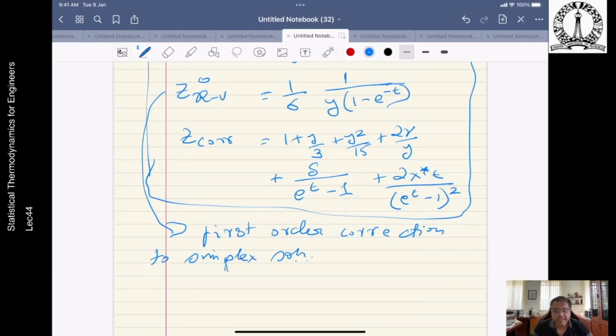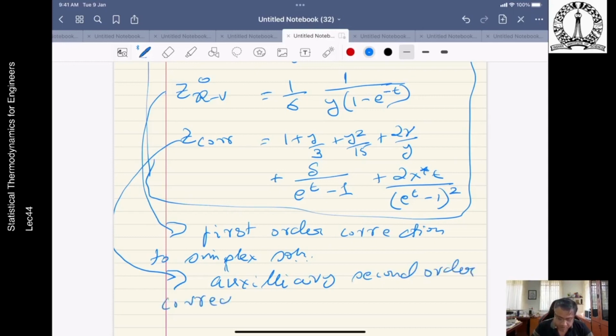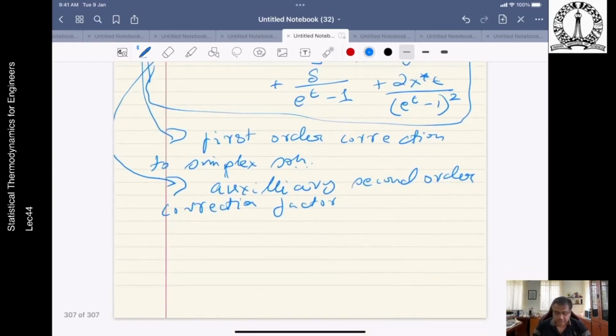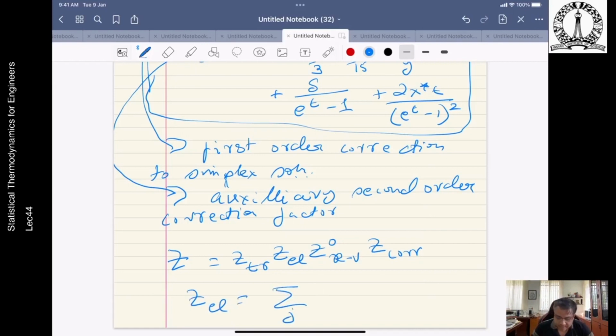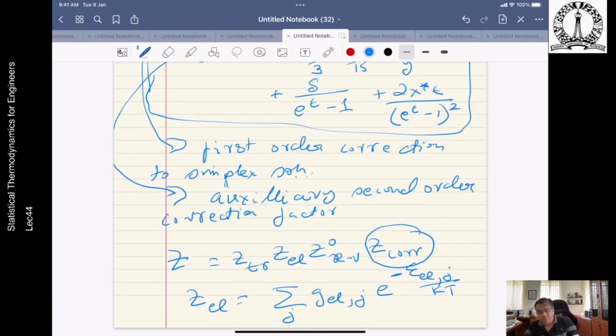And this however tells you it's an auxiliary second order correction. So in essence, the total partition function then becomes, this is the total partition function. It is Z TR, Z electronics, Z naught RV, and then there is a Z correction, where your Z electronic is given as the sum over j of g EL j e to the power of minus E L j by KT. So all terms, except you can see this particular term over here, can be calculated in the same fashion as for the rigid rotor harmonic oscillator model, except that you use t and y instead of theta v by t and theta r by t.